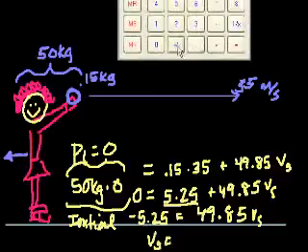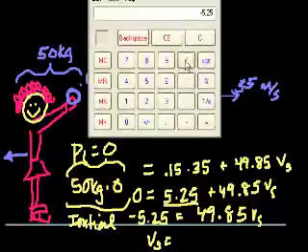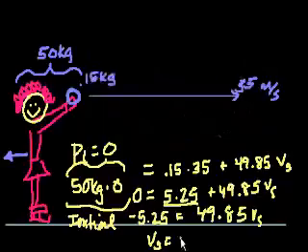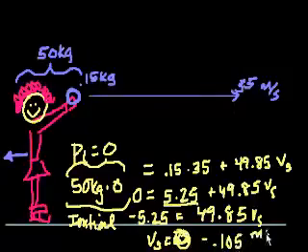So let's make this a negative number, divided by 49.85 equals minus 0.105 meters per second. So that's interesting. When she throws this ball out at 35 meters per second, which is pretty fast, she will recoil back at roughly 10 centimeters per second. So she will recoil a lot slower, although she will move back.